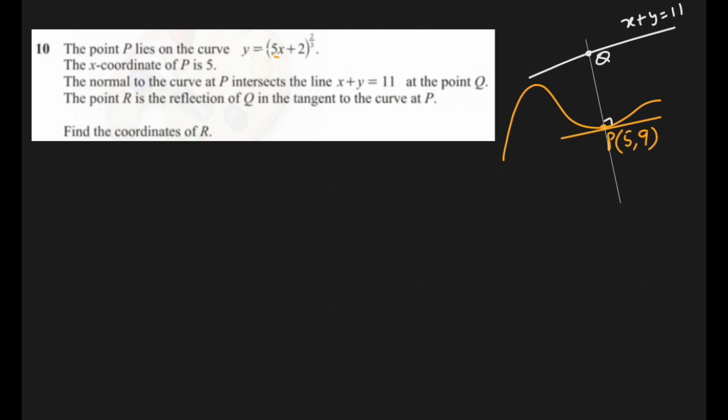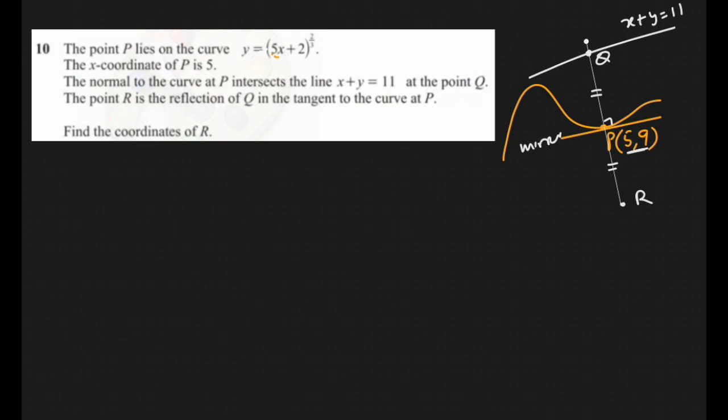Okay, the point R is the reflection of Q in the tangent. This is the mirror line now. That is, it is on the other side here, and this is R, on the curve at P. Find the coordinates of R. So obviously, R is the reflection of Q on this mirror line, so this distance has to be equal to this. That means (5, 9) will be the midpoint of Q and R. Right? Visually, we can see that very easily. All right. So first, let's find the coordinates of Q.